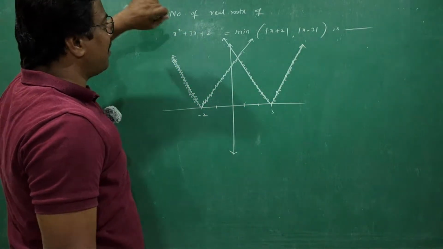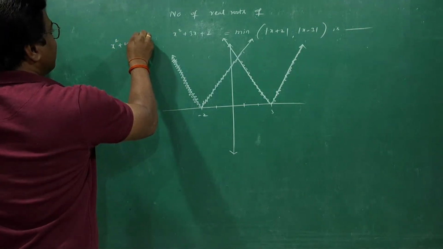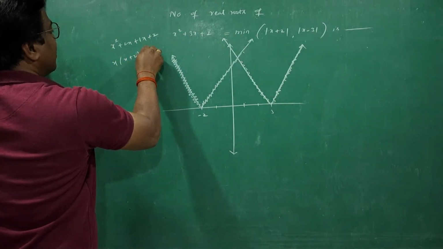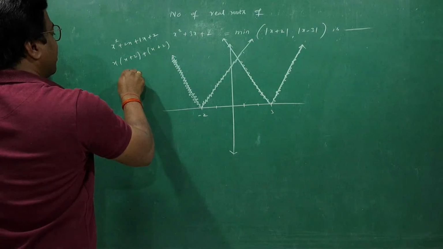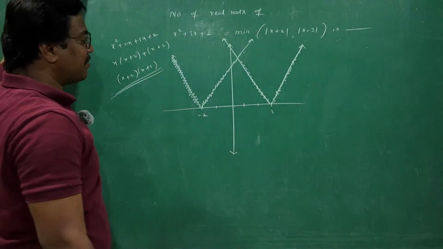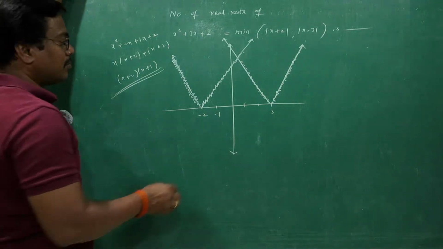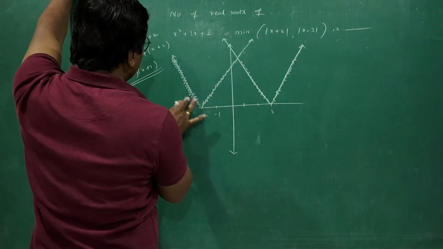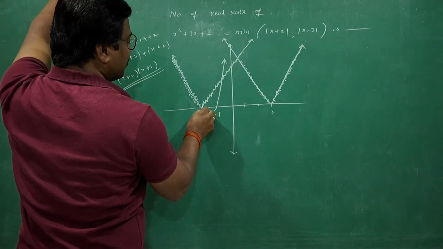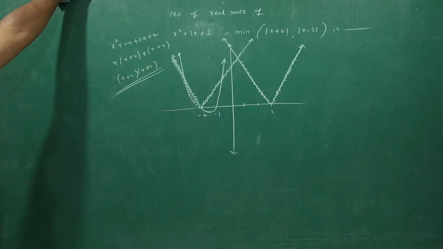Now the graph of x square plus 3x plus 2. Factorize this: x square plus 2x plus 1x plus 2. x common, x plus 2, plus 1 common, x plus 2. So it is x plus 2, x plus 1, and x equal to minus 1, minus 2 are the solutions. Now you will get a U-shaped graph passing through minus 2 and minus 1, like this.